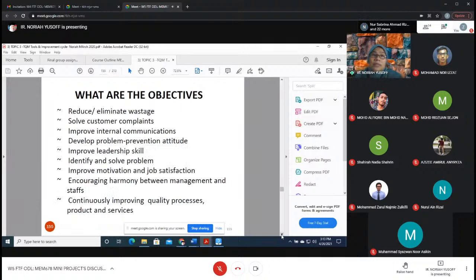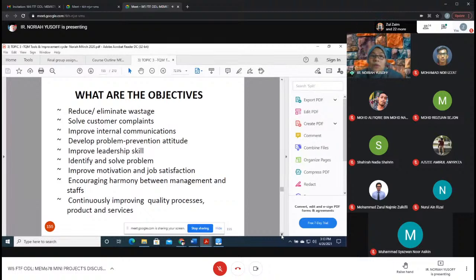Okay. So the objective, basically: how do you want to identify the problem? First, you must have a clear objective. What do you intend to achieve? Okay. So if you want to eliminate waste, you look into the 7 QC wastes, the 7 wastes available. It can be in terms of waste of time, waste of people, whatever, waste of material. So you have a look. So you must have a clear objective.